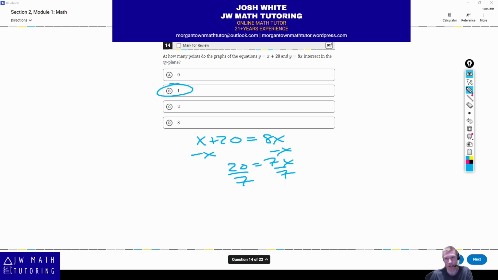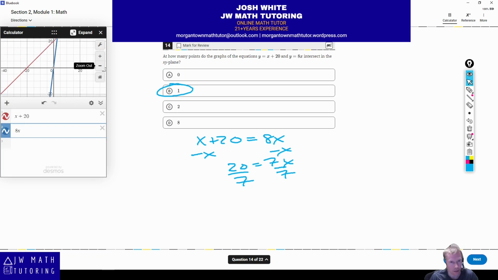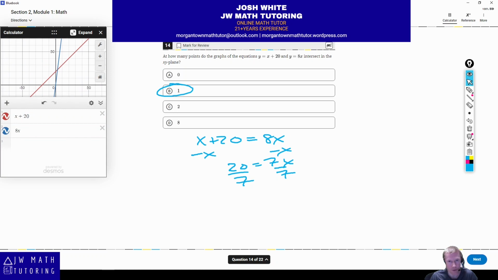There's only one x value where they intersect, and so on. But an alternate way you could do this is, again, you could go to the calculator on screen. Since these are both in slope-intercept form, you could just put them both in here, x plus 20 and 8x. All right, now I need to zoom out a little bit. Okay, how many points do they intersect at?